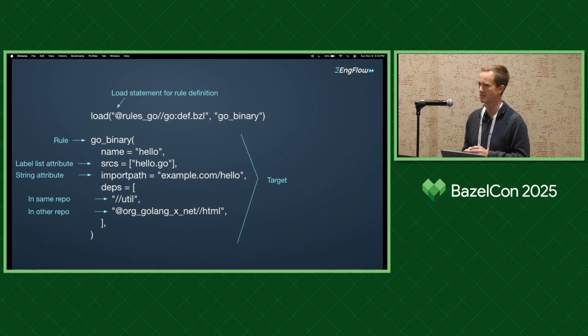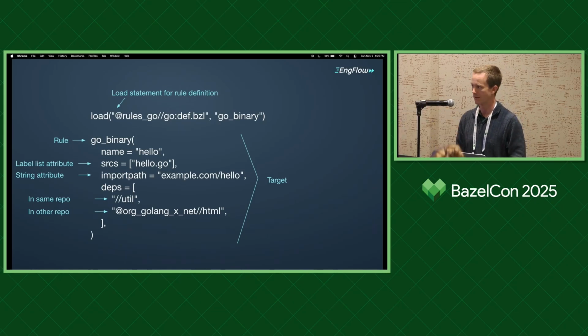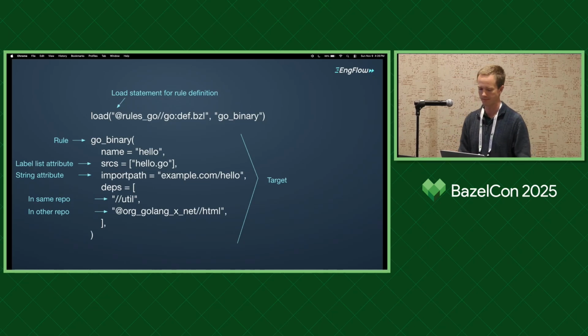A lot of times people will say a rule is an instance and a rule class is the whole type of thing. I think that terminology is a little bit obsolete, so rules and targets is a bit more clear. I'll try to stick to that. We have our attributes, which we'll be defining later, of different types. So we have label lists, we have strings. They can be in the same repo or other repos. You probably know about labels.